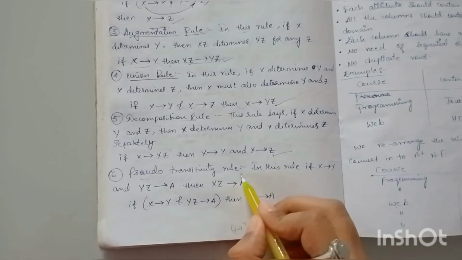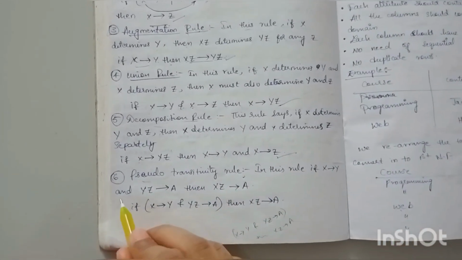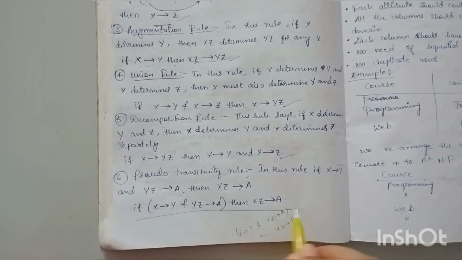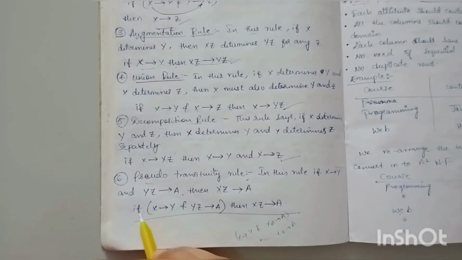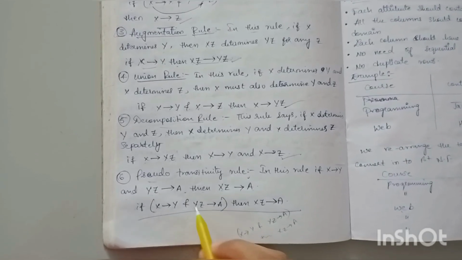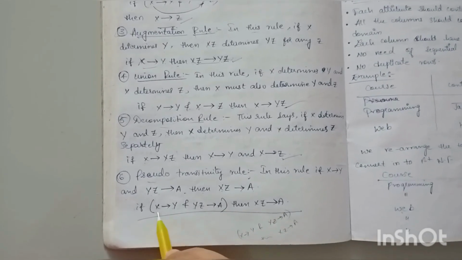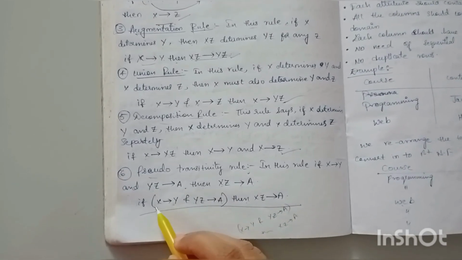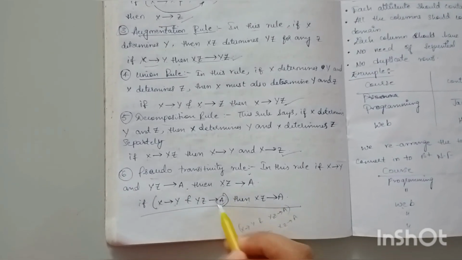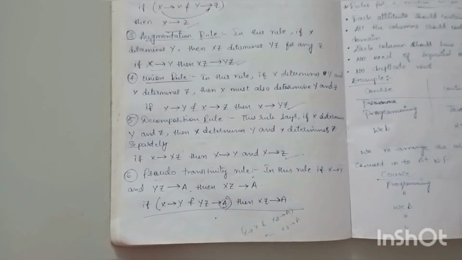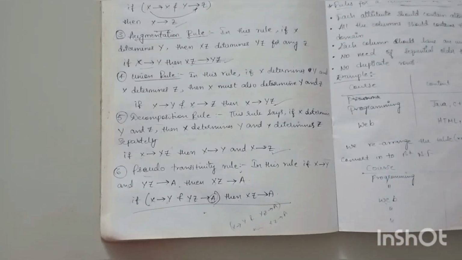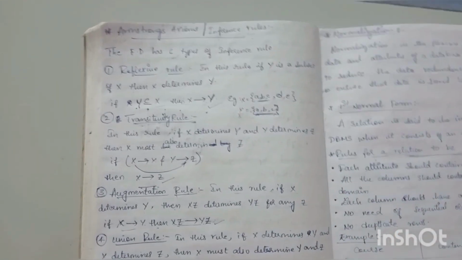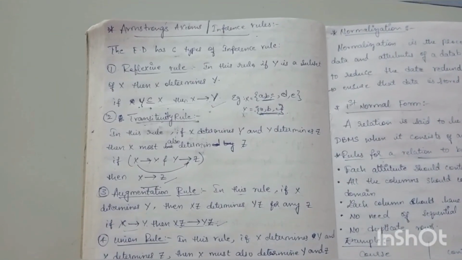Pseudo transitivity rule. In this rule, if x determines y and yz determines a, then xz determines a. This is the expression form: if x determines y and yz determines a, then xz determines a. This is the rule, and we can't do anything else; you have to remember it. These are the 6 rules of Armstrong's axioms, or inference rules, in functional dependencies.